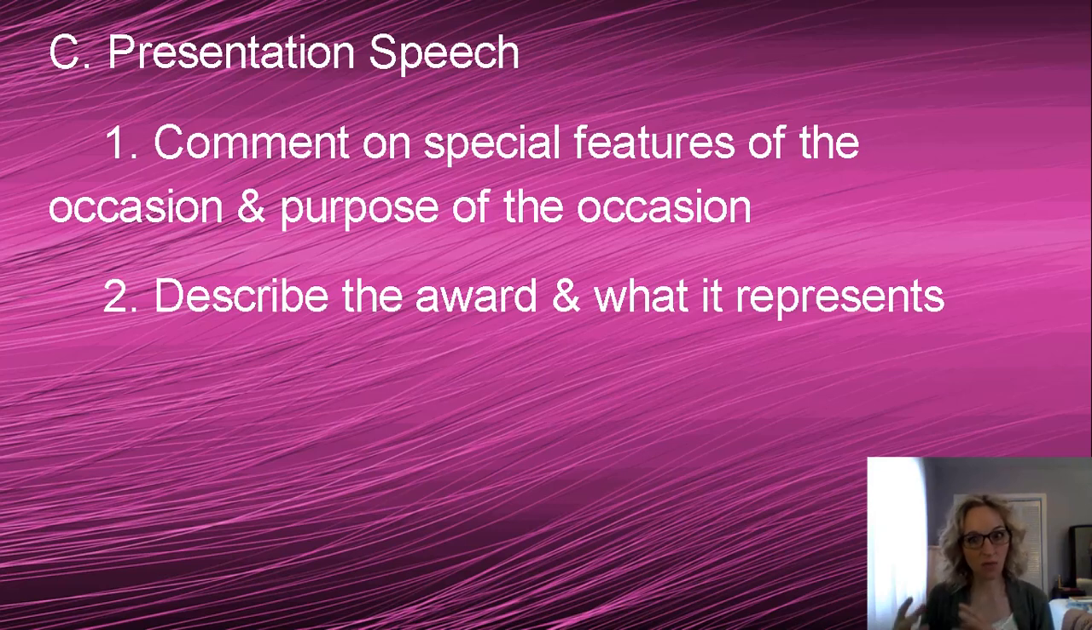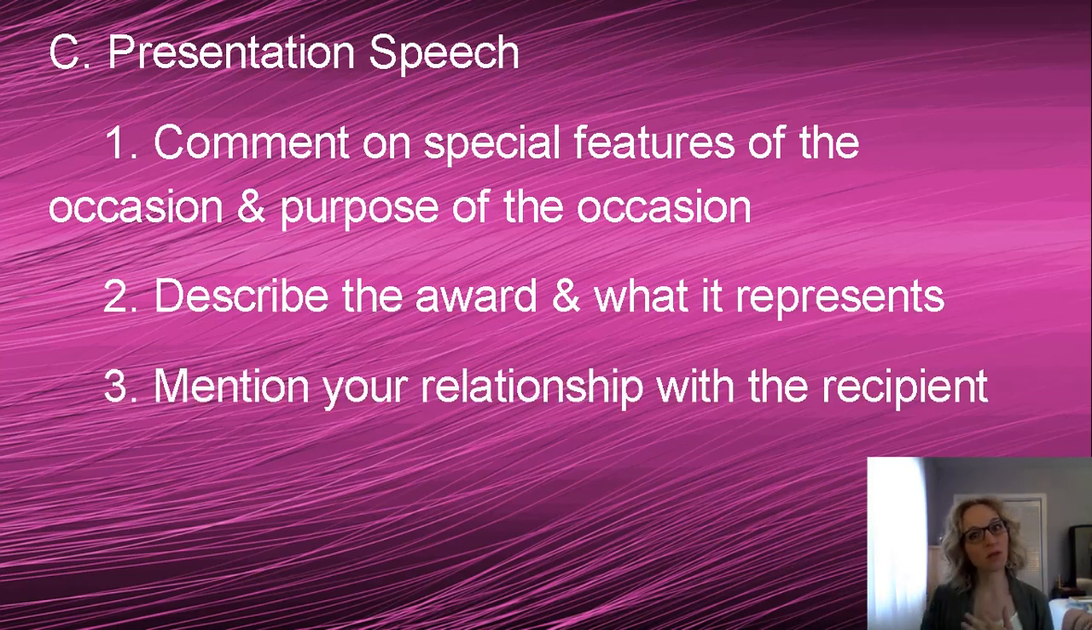Secondly, describe the award. What does it represent? What does this award mean to the school, to the person receiving it? What does it represent? Mention your relationship with the person that is receiving the award.